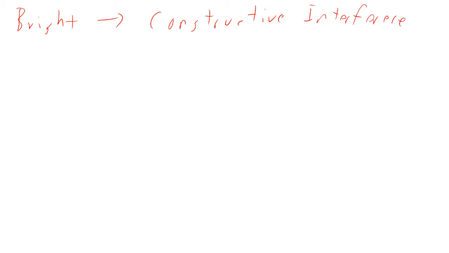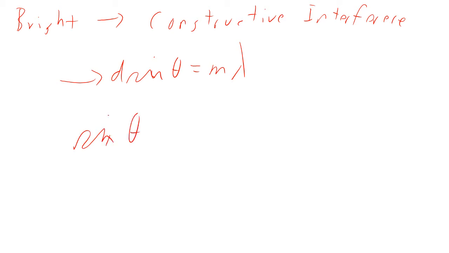So first thing is, we know that the bright spots mean constructive interference. Constructive interference means that d sine theta equals m lambda. So the possible sine thetas are m lambda over d. Obviously, m equals 0, theta equals 0. That's the central spot.